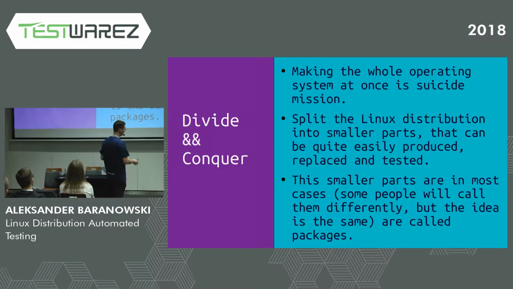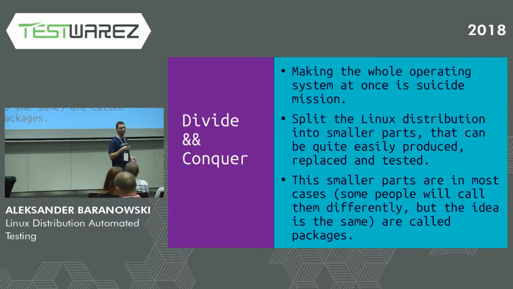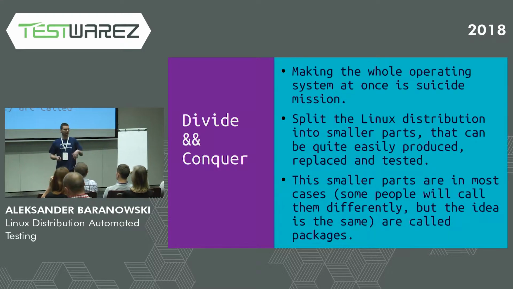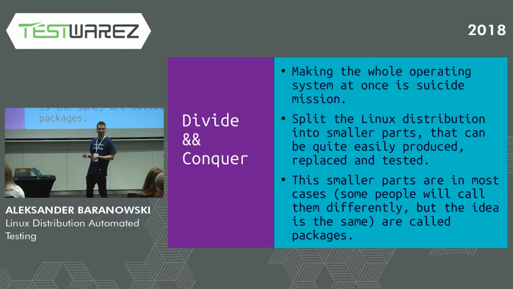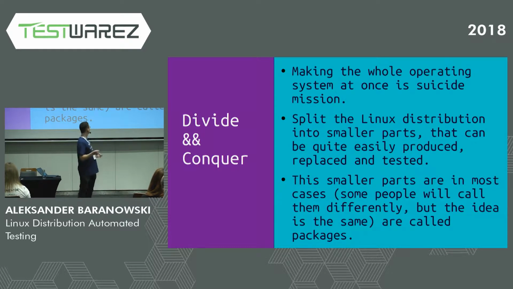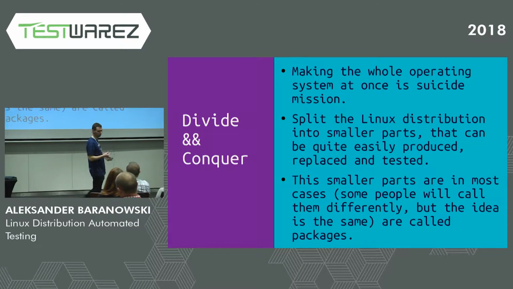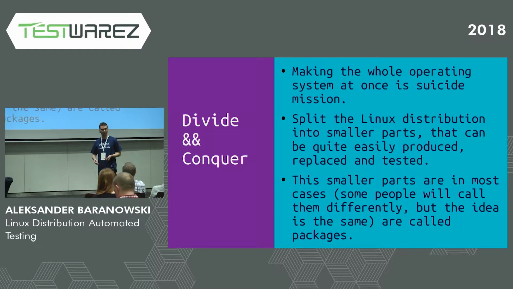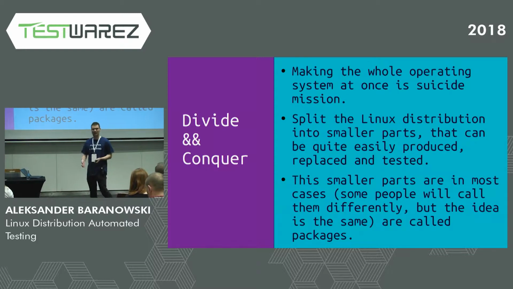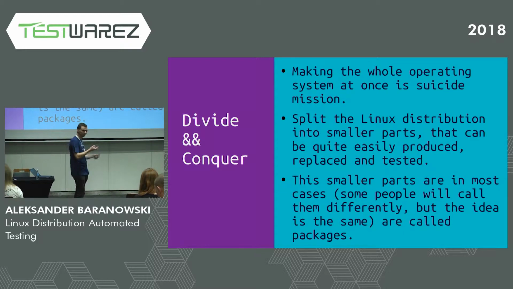So, we are using the simple algorithmic approach called divide and conquer. Of course, I'm not talking about the way that algorithm works, but let's speak more generally. So, we split the Linux distribution into smaller packages. And these smaller things can be easily tested, replaced, and made. Packages. What are packages?